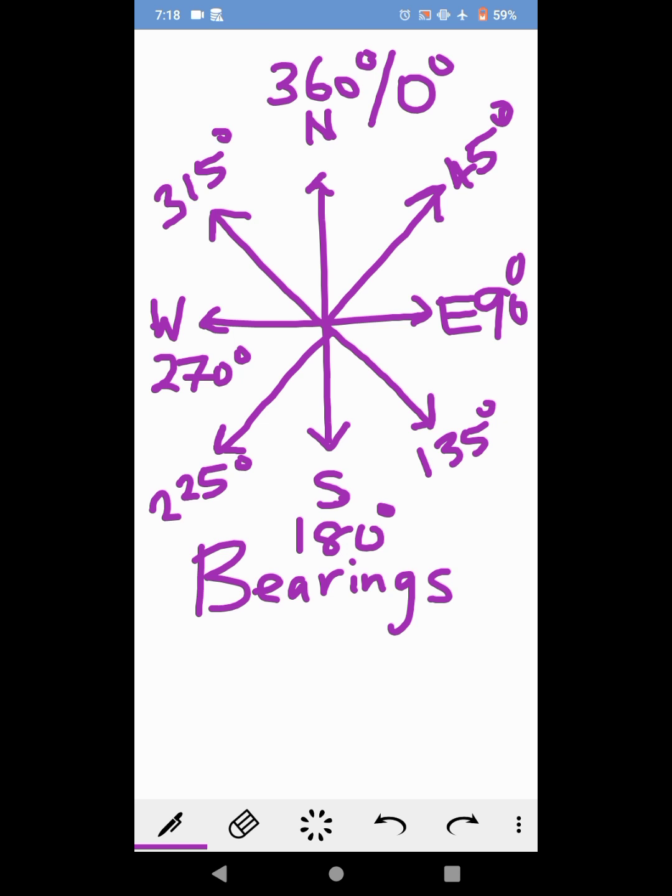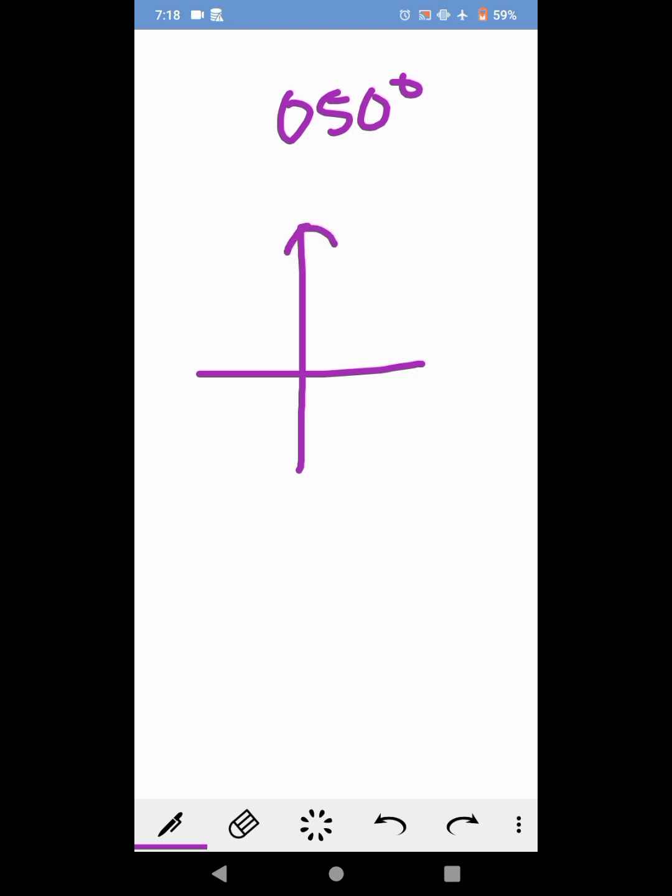Let's say we are to sketch, if an object is on the bearing of 50 degrees, what would be the object's direction? 50 degrees will be written as 050 degrees. Okay, let's sketch this. All right, this is the cardinal point, and this is the north, of course. Here is 0 degrees. We know that here is the east, and here is 90 degrees.